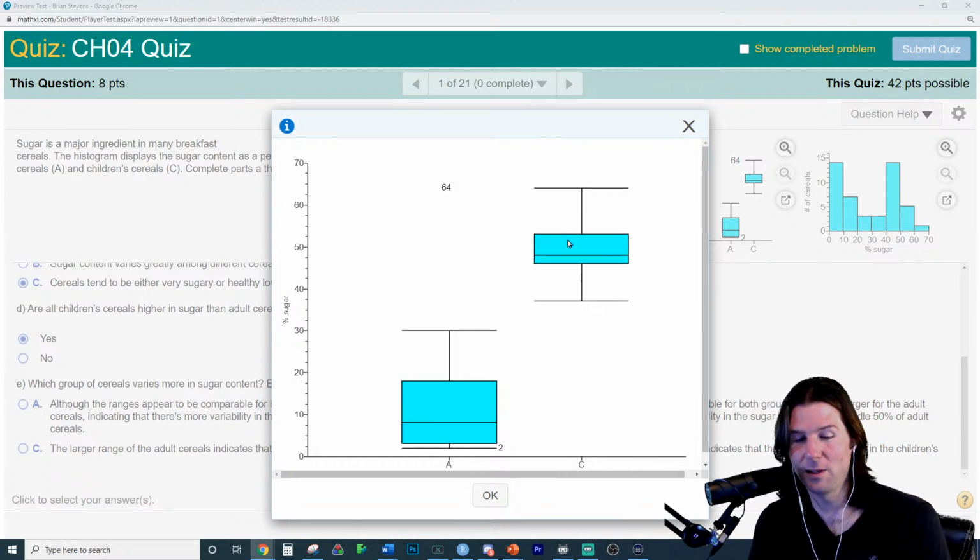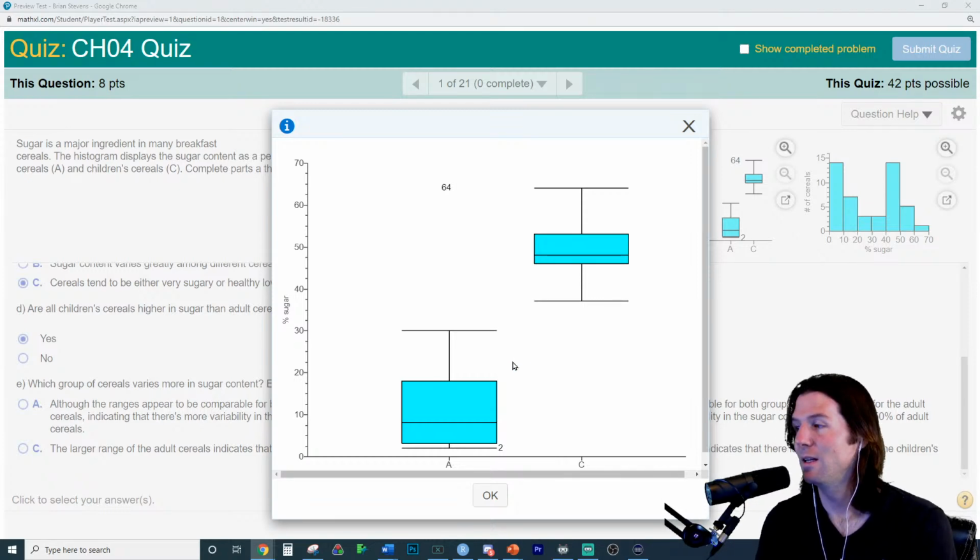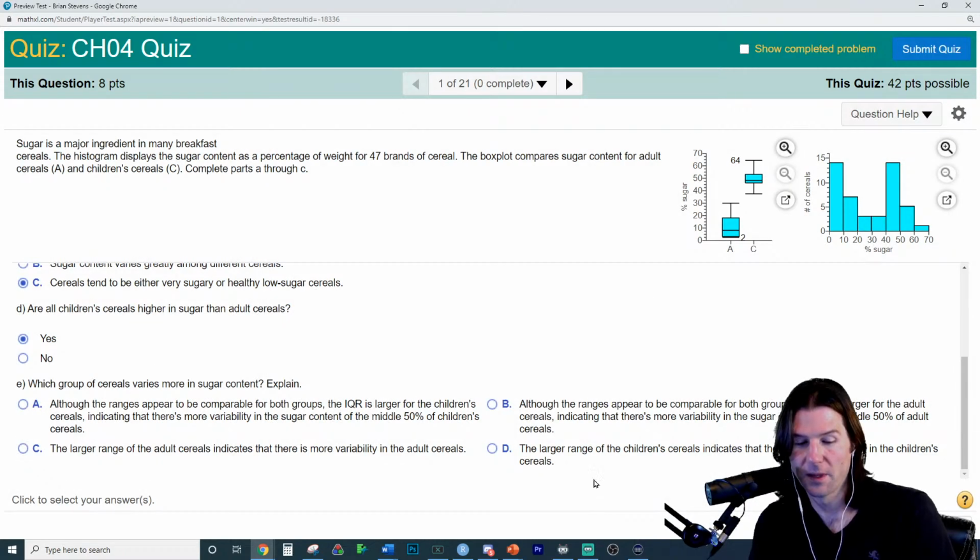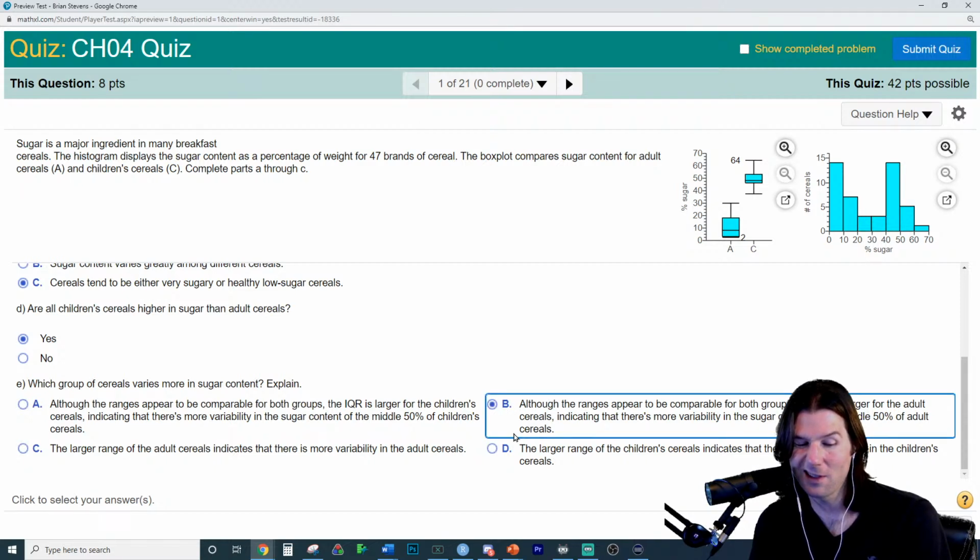So what do you notice right here with this to this and this to this? This is an important thing. Right here, the bottom of the box to the top of the box, the IQR is larger for adults, exactly. Although the ranges appear to be comparable between both groups, the IQR is larger for adults.